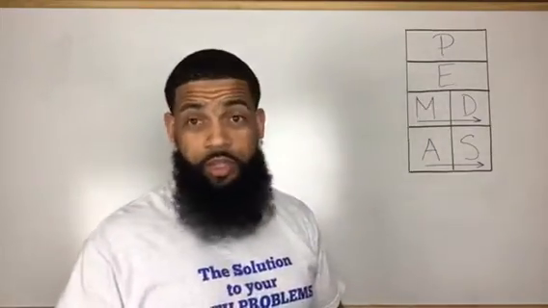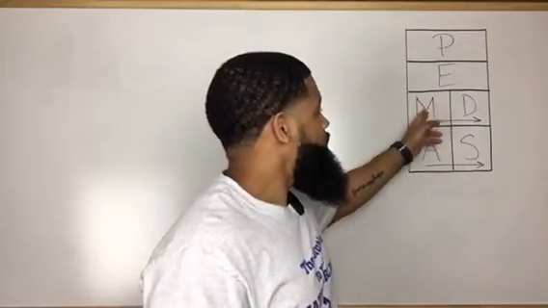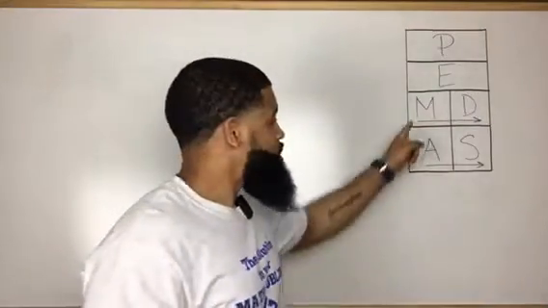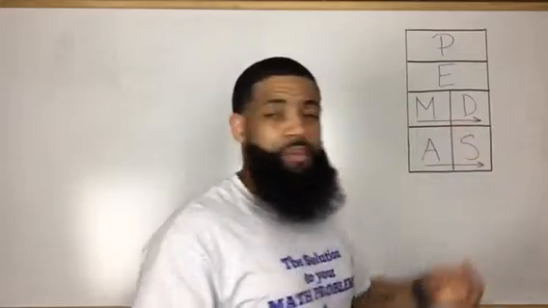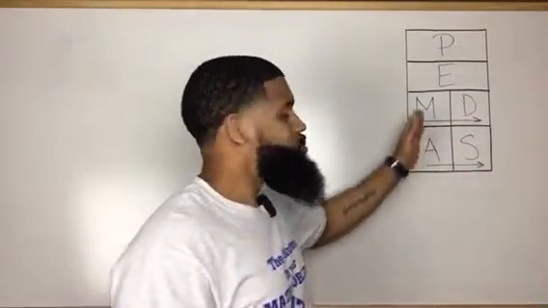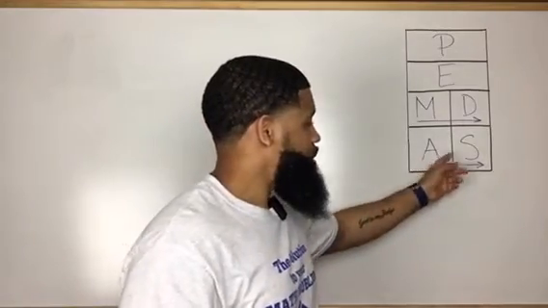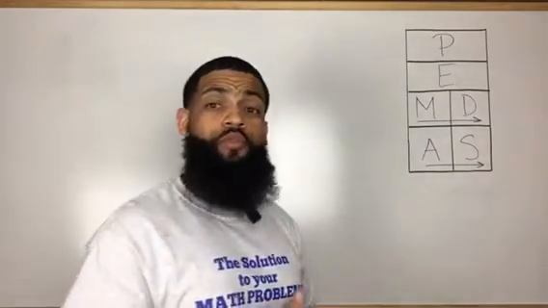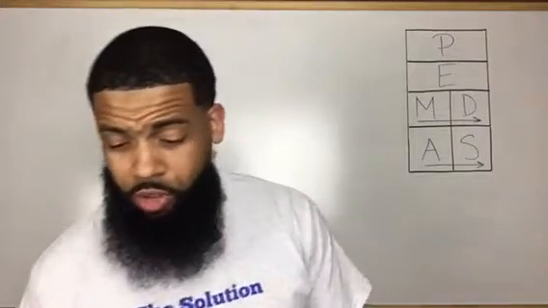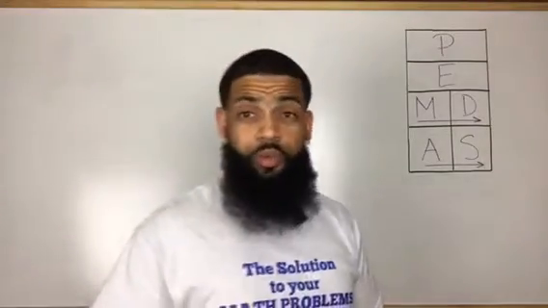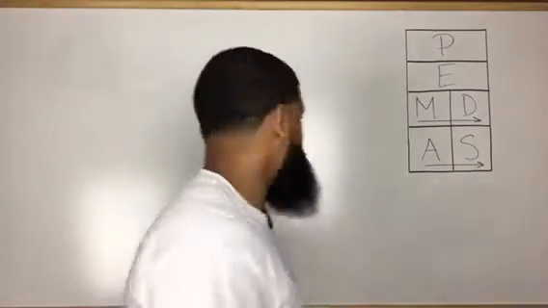E is exponents. That's going to be the same. M and D, multiplication and division, but notice I have this arrow. That means from left to right. So you treat multiplication and division from left to right as you see them. And then the same thing with addition and subtraction. You go from left to right as you see them. And I'll show you what that means in just a minute. Let's go ahead and get into the first example.